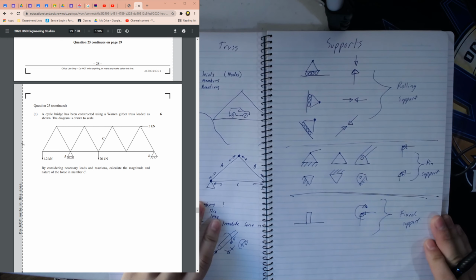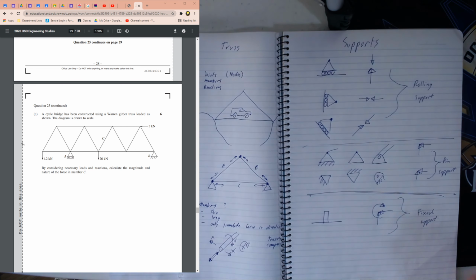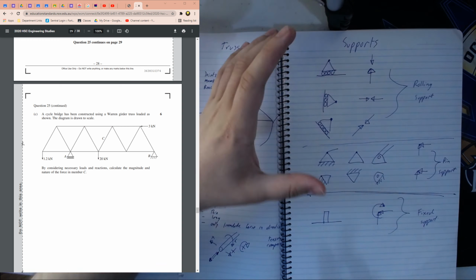So we have supports, which is how we connect our bridge or our truss to the real world. We use the word supports just to define how it's connected to the real world, and the supports are going to be providing the reaction forces. The reason why we use these words in these diagrams is that the different types of support you have determines what reaction forces you are introducing.